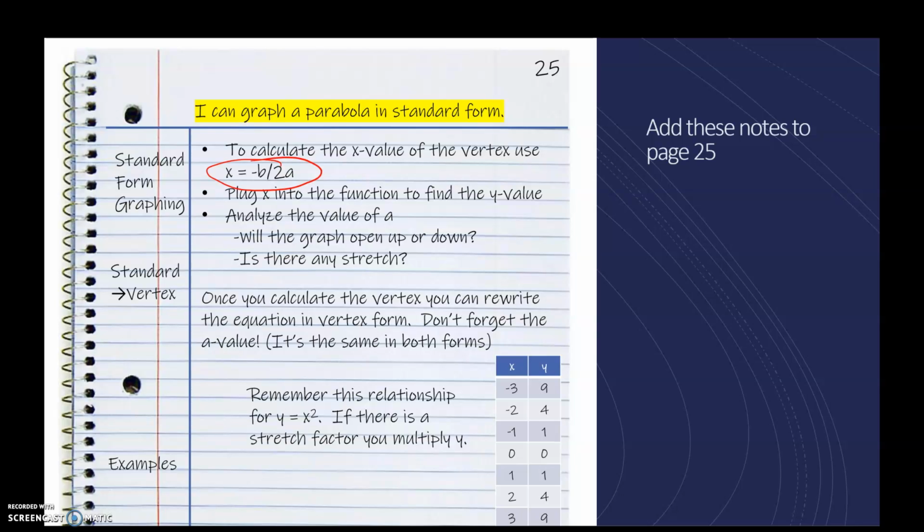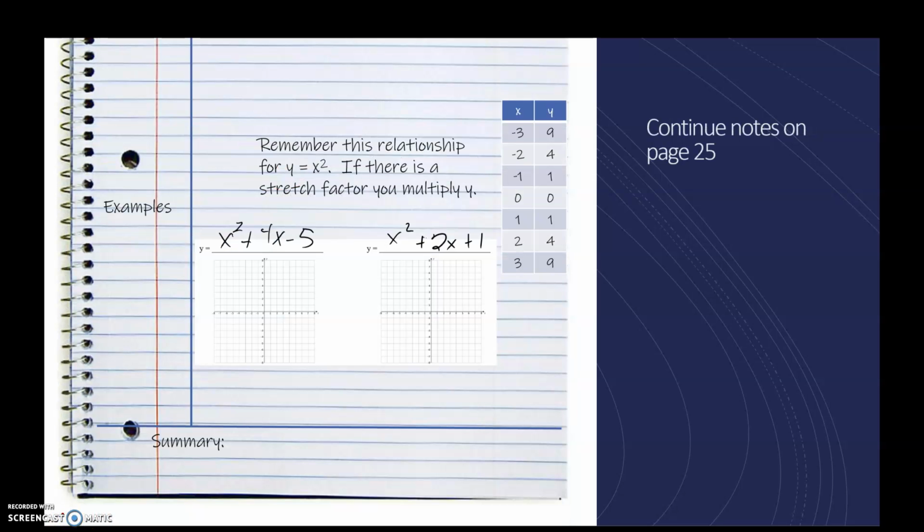We look at the equation to see what the a is. It tells if it's going to open up or down. It tells if there's going to be any stretch. And if you've got the vertex and you've got your a, you've got your graphing or vertex form, so you can just rewrite it that way pretty easily. It's a nice little job here. So what I'm going to do is just focus on the graphing piece of this.